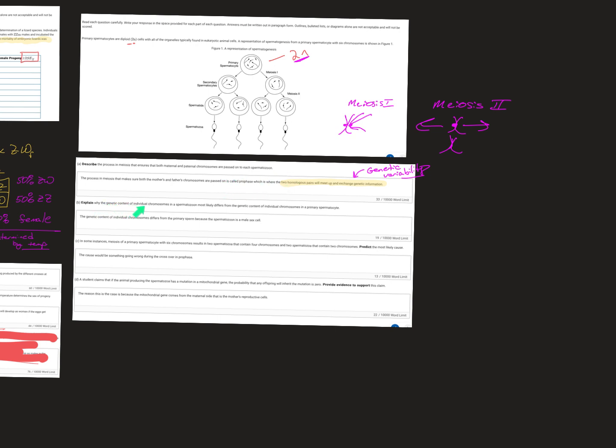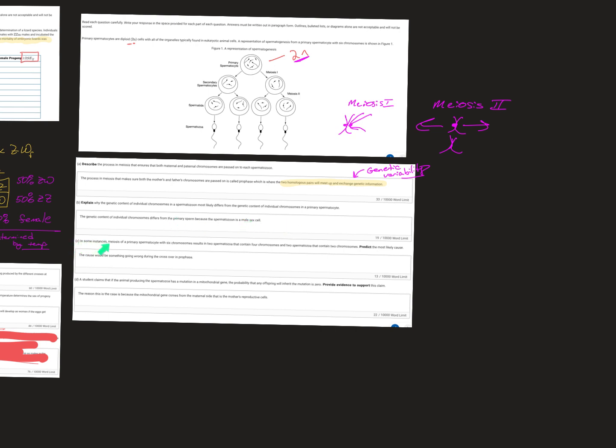Explain why genetic content in individual chromosomes in spermatozoa is likely different from genetic content in individual chromosomes in a primary spermatocyte. So why would this genetic information be different from what's up here? Because of this answer, the homologous chromosomes switching, increasing genetic variability, right? And also that idea of independent assortment.